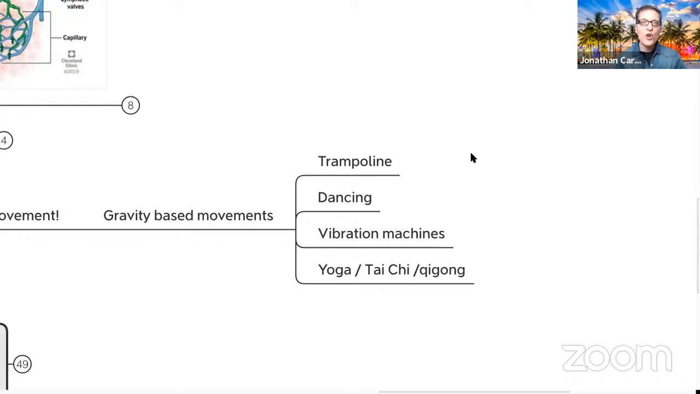So in this case, you're going to want to do gravity types of exercise, and that's going to be very important. So trampoline, of course, dancing is going to be good. Vibration machines are very good for this. Those machines that have the vibration plates, if you get on those and do movements, are very good at moving the lymph in your lymphatic system.